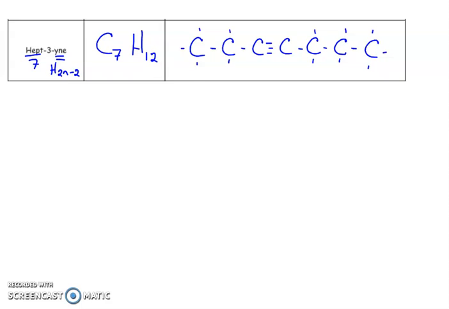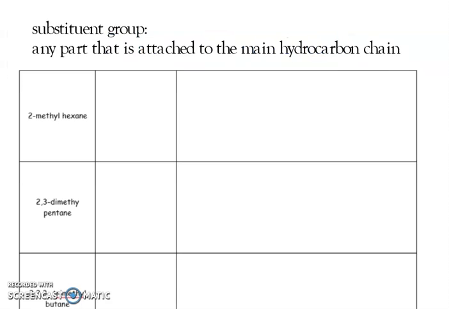Let's jump ahead to something different. Well, these are different. 2-methylhexane, 2,3-dimethylpentane, 2,2,3-trimethylbutane. They all contain substituent groups. And a substituent group is a carbon group that is attached to the main hydrocarbon chain. In this case, we have methyl groups.